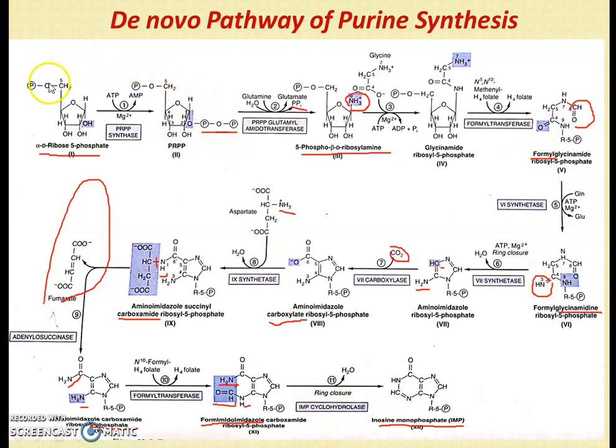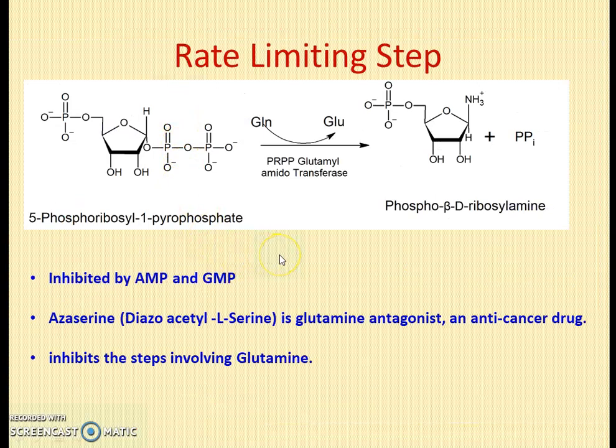This is the zero reaction, synthesis of PRPP, and among them, the first step is the rate limiting step, where the synthesis depends on whether the nucleotides have to be synthesized or not, depending on the availability of the PRPP molecules. The conversion of PRPP to phosphoribosylamine is the rate limiting step.